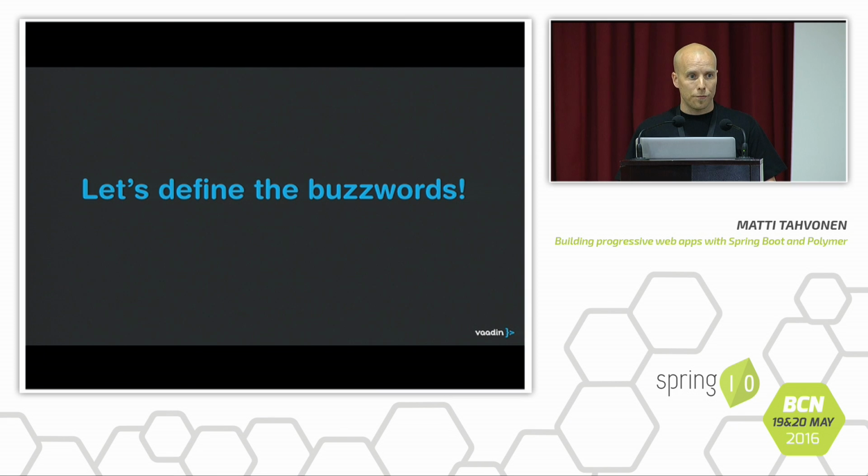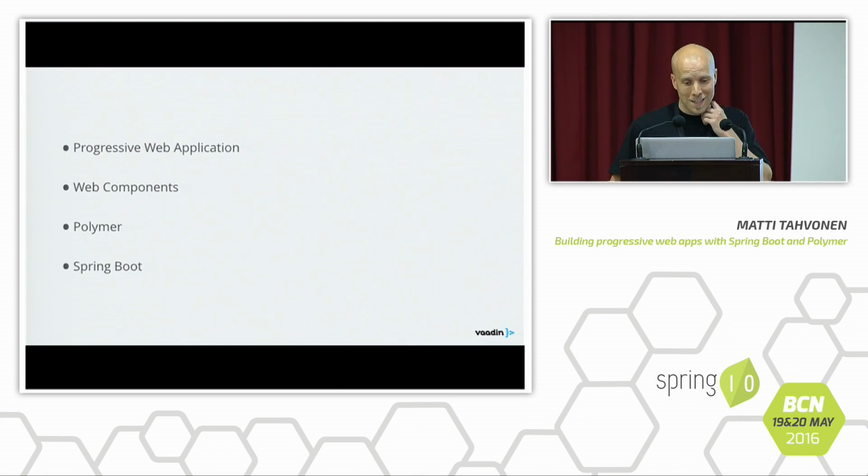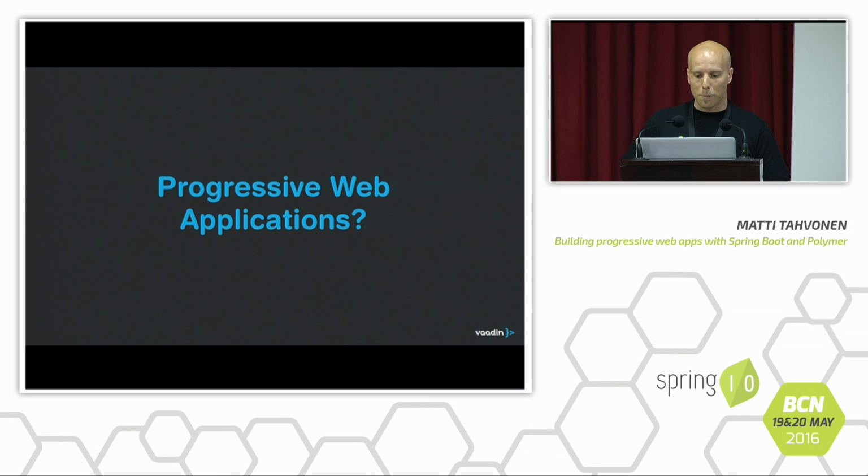So how many of you actually know what a web component is, for example? About half. What about Polymer? Does it ring a bell? And Spring Boot, I think pretty much everybody knows. I hope at least. I'm not going to spend that much time on Spring Boot, and I will talk more about progressive web applications, why they are a good thing, and about web components and Polymer, because I think there are better Spring Boot talks which concentrate on Spring Boot alone. So let's get to progressive web applications first.